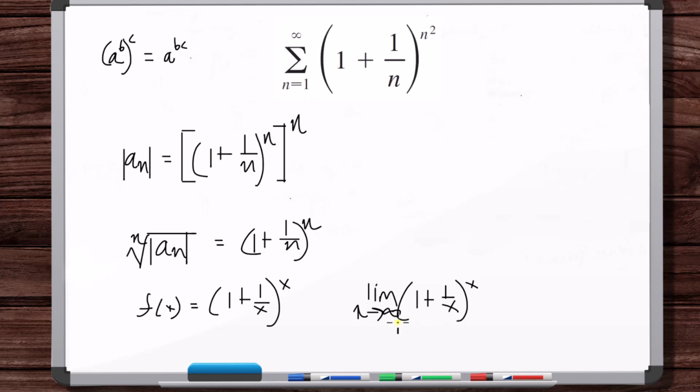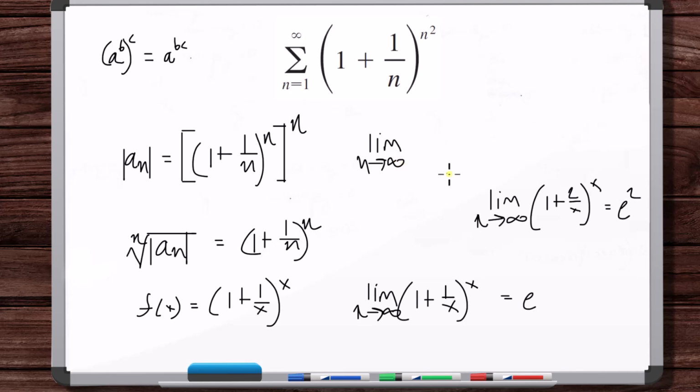What is this limit? 1 plus 1 over x to the x power. You should try and remember this. Should try and sear this in your brain. What is this limit? This is e. This is the definition of e. And if you had the limit as x goes to infinity of 1 plus 2 over x to the x, this would be e squared. This is e to the first. But that means the limit as n approaches infinity of this is equal to e. That's greater than 1, so this is divergent.